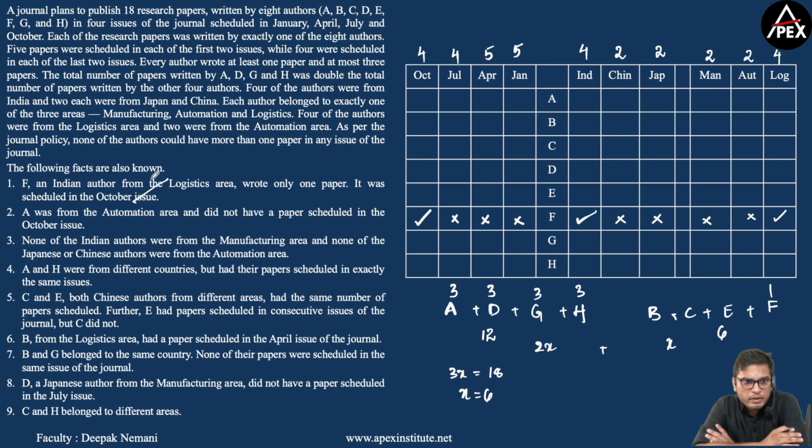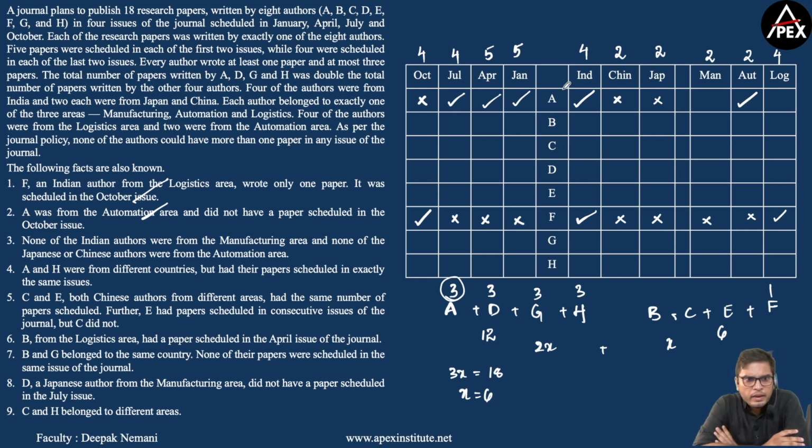Now coming to the second statement. A was from the automation area and did not have a paper scheduled in the October issue. Now you have A writing 3 papers, and it is also mentioned that as per the journal policy, none of the authors could have more than 1 paper in any issue of the journal. So all these 3 papers written by A should be scheduled in 3 different months, and they are July, April and January. Now none of the Indian authors were from manufacturing and none of the Japanese or Chinese authors were from the automation area. Since A is from the automation area, A is not from China, A is not from Japan, so A should be from India only.